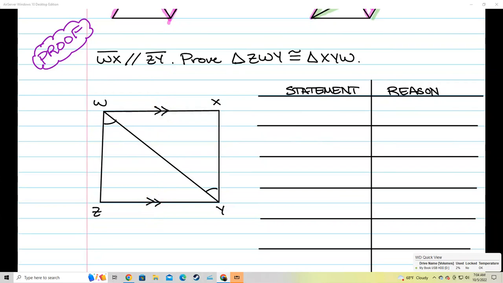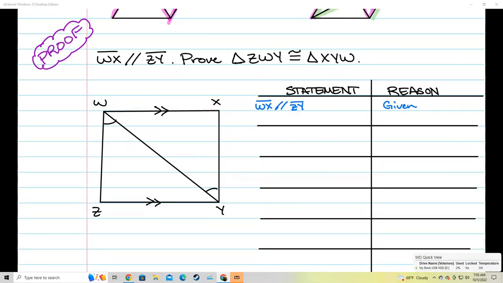And so I can go ahead and write my given. I know for a fact that segment WX is in fact parallel to segment ZY. And I knew that because they gave it to me in the picture, they gave it to me in the word problem, and so it's definitely given.